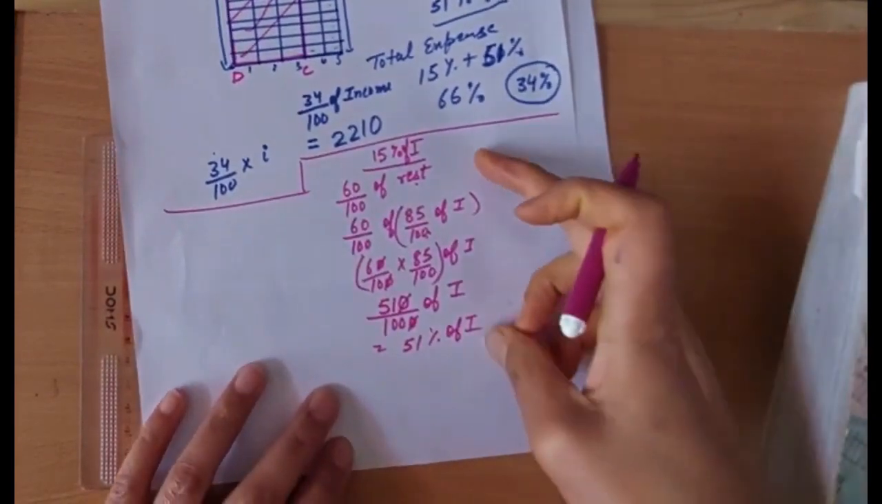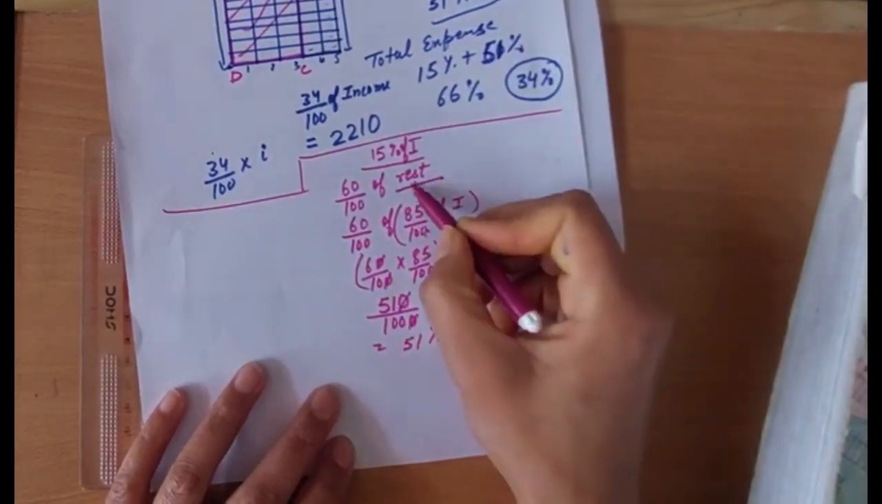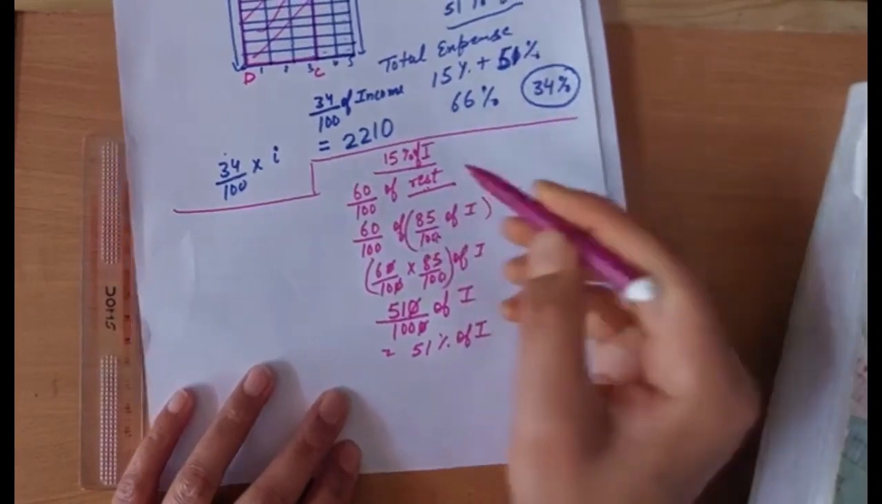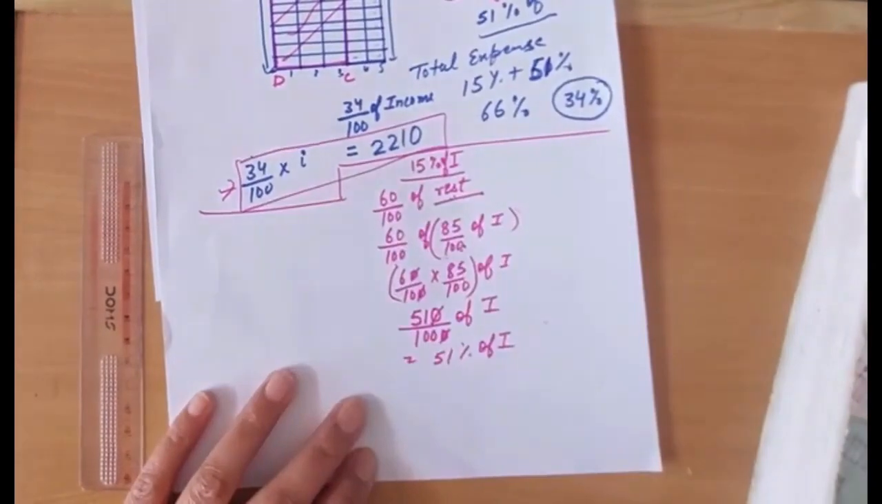So mathematically this can be done like this. Whenever there is a rest, you have to be a little careful. You have to find out 60% of the rest like this. Now you know how to solve the question by using this equation. Thank you.